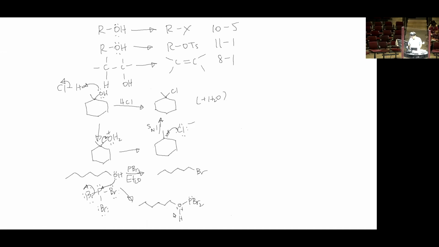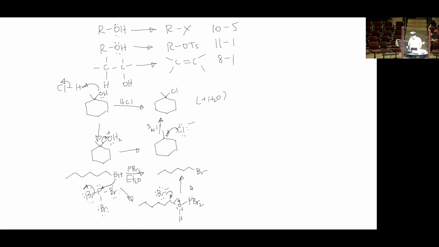So now with this plus charge on oxygen, this whole business is a very good leaving group, just like water is a good leaving group with a plus charge on oxygen. And so now our halide ion, in this case bromide, can come in from behind, attack the carbon that the oxygen's attached to, and expel that whole thing as the leaving group. And that gives you, in this case, 1-bromohexane directly.